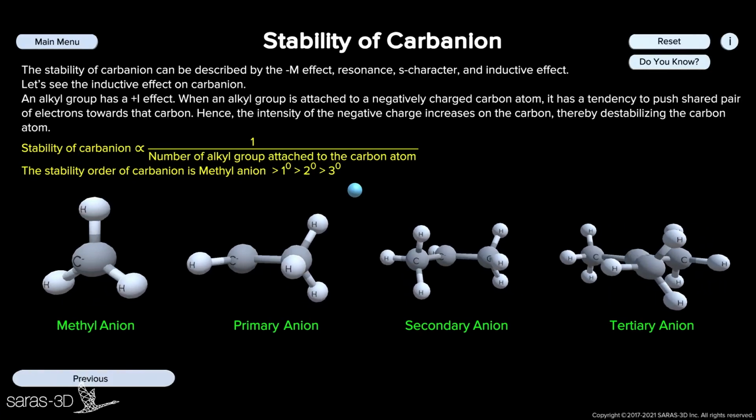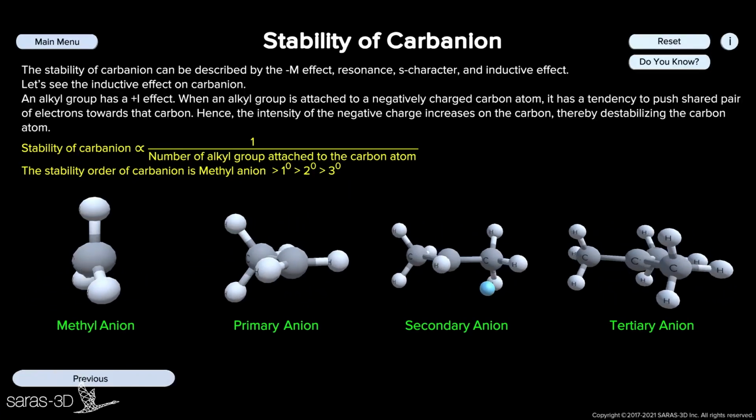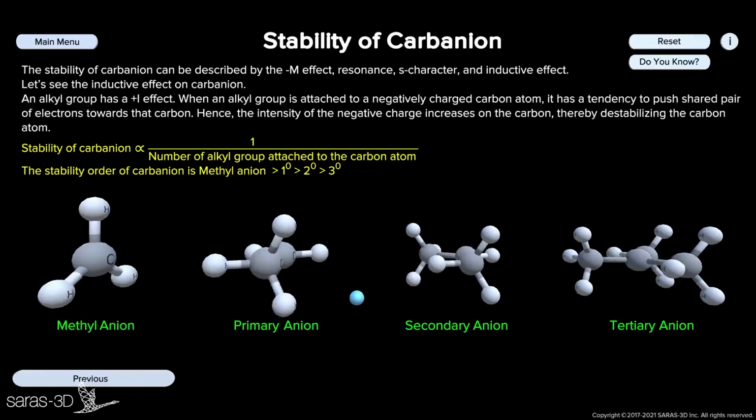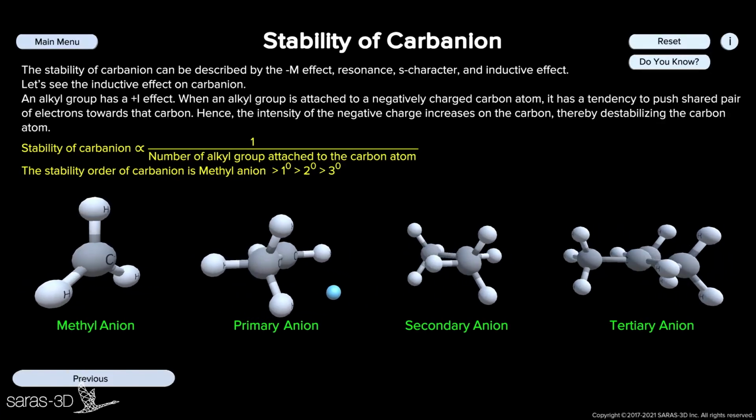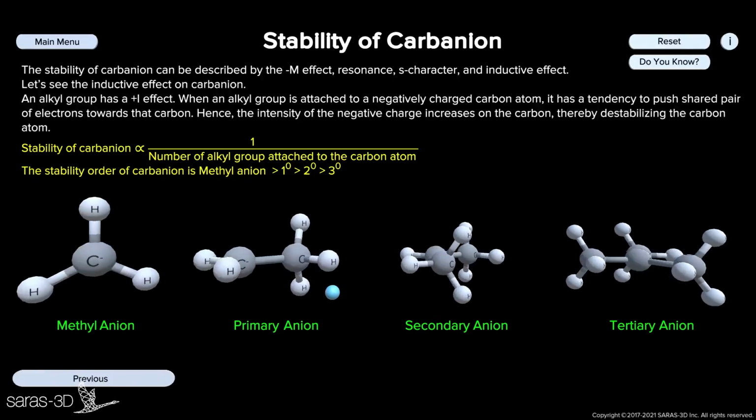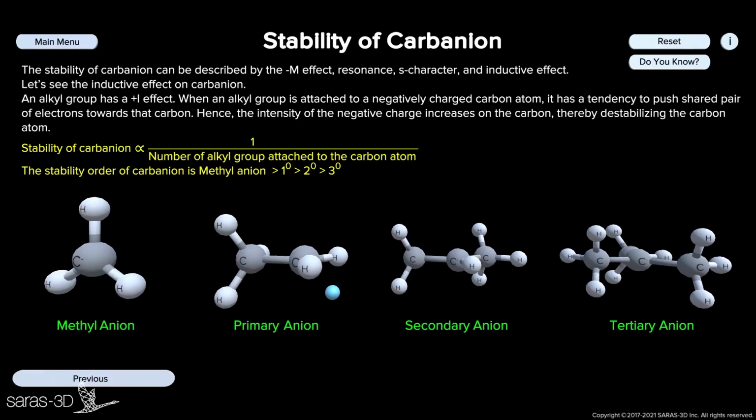So we have 4 carbanions on our screen, and can we now determine the stability order? Yes, of course we can, because we now know that the higher the number of alkyl groups, the lower is going to be the stability of the carbanion.